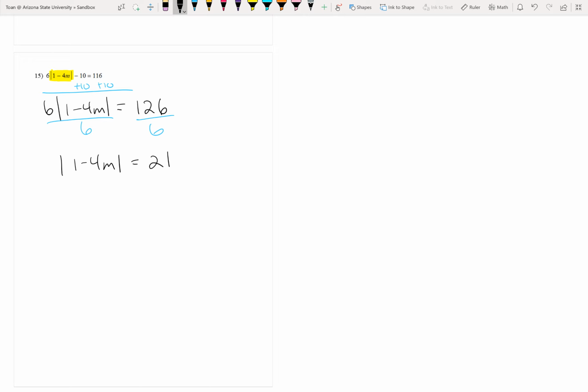Now the way we handle the absolute value is to use the definition. So recall the definition of the absolute value of anything, x in this case. That absolute value can give you the exact same thing out, or it can give you the opposite of what you put in, depending on the sign of the input.